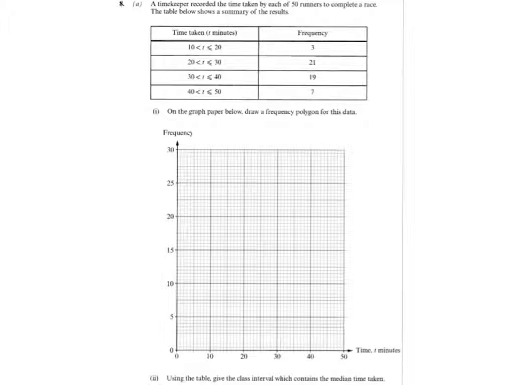So 8a, we've been asked to draw a frequency polygon using the data in this grouped frequency table. So what we're going to be doing, we're going to be plotting the frequency along the y-axis against the time in minutes for these groups. But we're only going to plot the midpoints for the time taken. So the midpoint of 10 and 20 is 15, midpoint of 20 to 30 is 25, 35, and 45. So these are going to be our pairs of coordinates that we're going to plot.